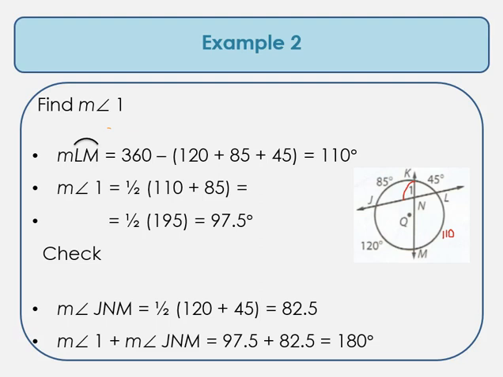Now the measure of angle 1 is 1/2 of 85 plus 110. So 110 plus 85 is 195, and that equals 97.5. And that is our answer. If you want to check just to make sure, you can take the 120 plus the 45 and solve for angle JNM, and you'll find that it is 82.5 degrees, and you can add angle 1 and angle 2 together and they will equal 180 degrees. So you know you have it correctly.